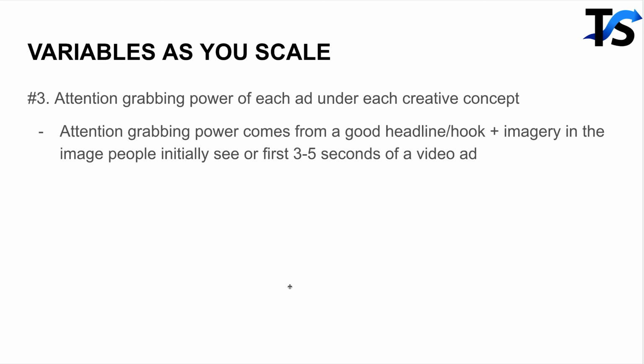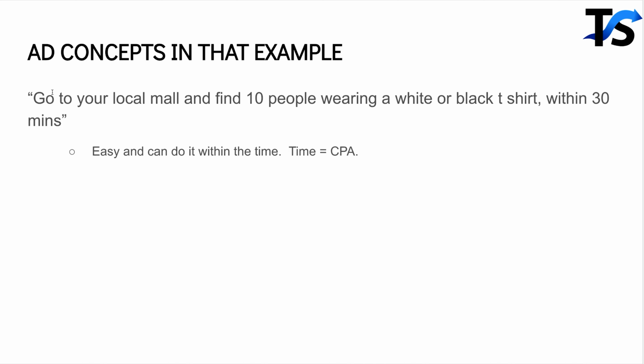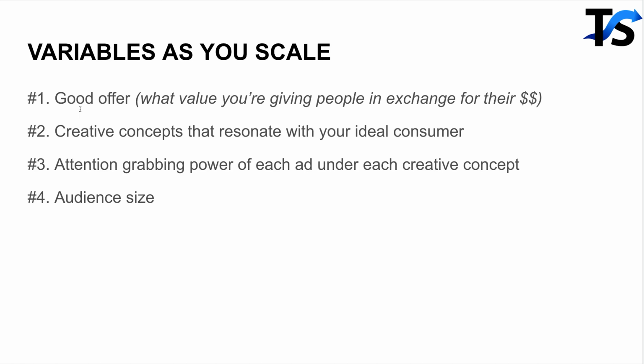So if I just show you an image ad right there, all the components plus the headline is going to grab people in. If I show you a video, that first 3 to 5 seconds, whatever imagery is on the video, plus that hook is what's going to grab people's attention. Okay. So those different attention grabbing powers can affect the overall performance of those creative concepts. So you want to make sure these are dialed in. When these are dialed in and these are dialed in, you get some amazing scalability and good results.